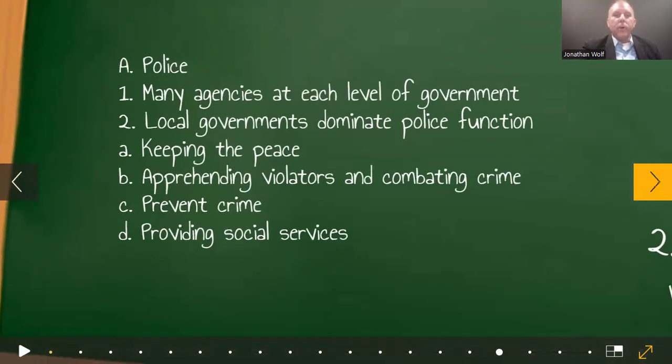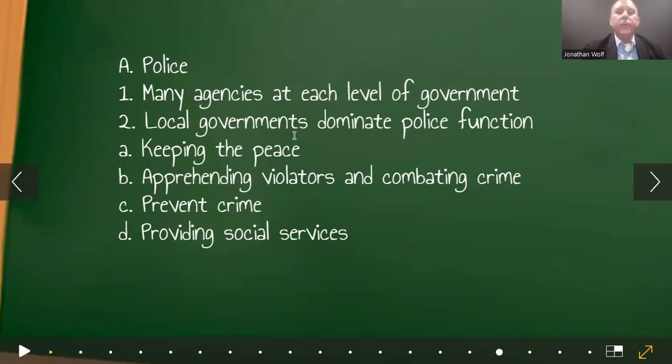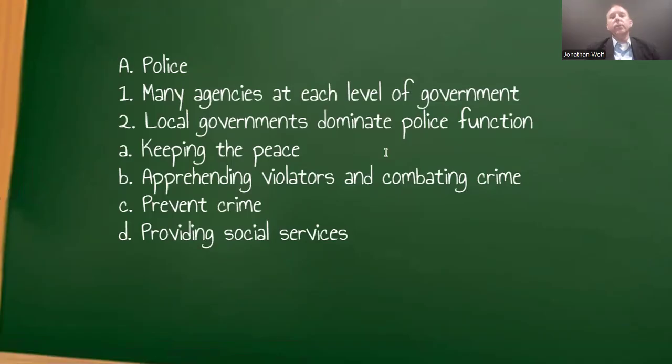Okay, moving on. So let's talk about police. What do police do? There's a lot of agencies at each level of government, right? So there's a lot of police at the local level, a lot of police at the state level, a lot of police at the federal level. But it has here number 2 that local police or local governments dominate the police function, right? So there's a lot more local police altogether than there are state police.